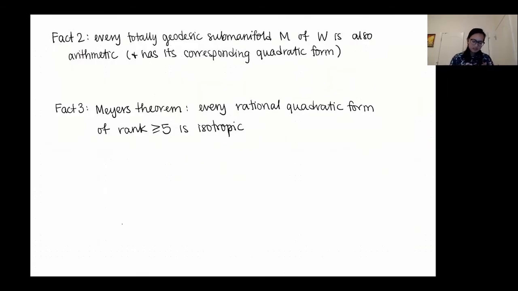Okay, here's another fact. So now we're still in the case that W is a cusped arithmetic orientable hyperbolic manifold. So in this case, every totally geodesic submanifold M of W is also going to be arithmetic. And it also is going to have a corresponding quadratic form. So it might itself not be cusped, but either way, it's going to have a quadratic form. If it's not cusped, then that means that its quadratic form is not going to be isotropic. So it's going to be what we call anisotropic. Okay, and here's a third fact.